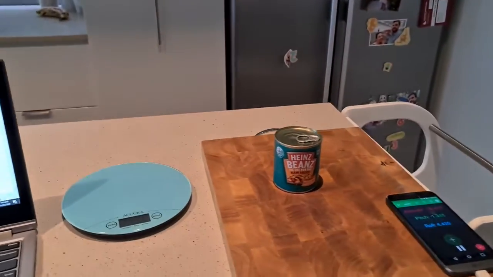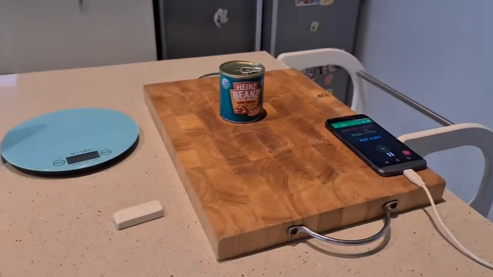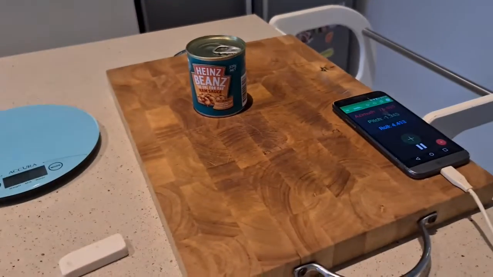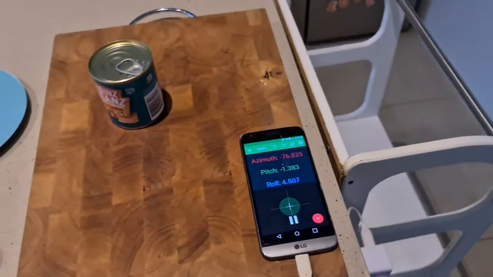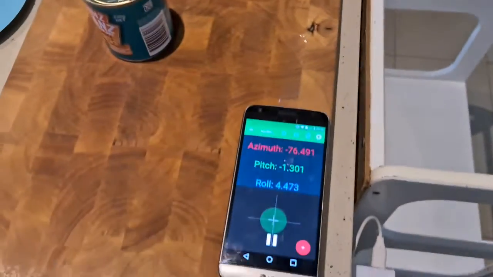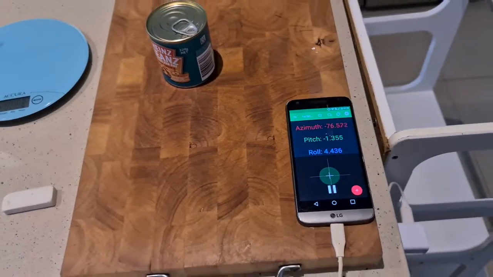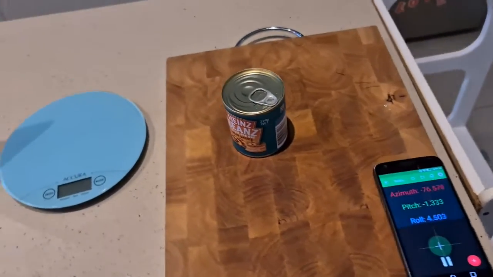Alright guys, I'm just going to give you a quick demo of this prac that I've got for you to do this morning. So I've got my trusty tin of baked beans on my wooden cutting board. I've just got an old phone, I've taped it to the cutting board there, and I've got the physics toolbox app open so I can see the angle of the cutting board when I start to lift it up.